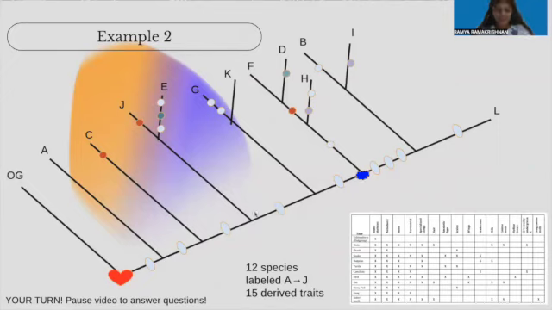Another question, what is an example of an apomorphy in this diagram if I keep the heart node? Every single oval is an example of a derived trait or an apomorphy because it wasn't present in the common ancestor, but over time it became present in the species, in the descendants that followed.